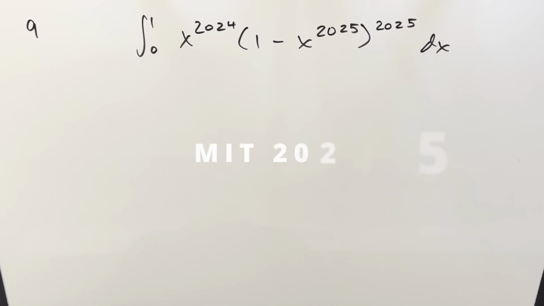Okay, we have another integral from the MIT Integration Bee 2025, number 9. We have the integral from 0 to 1, x to the 2024, (1 minus x to the 2025) to the 2025 dx. Okay, I can think of exactly 3 different ways to do it.